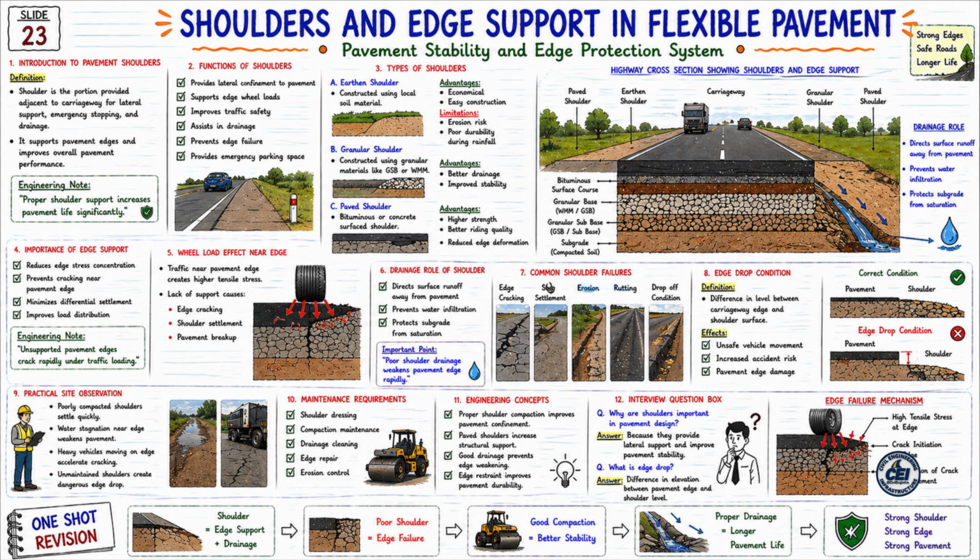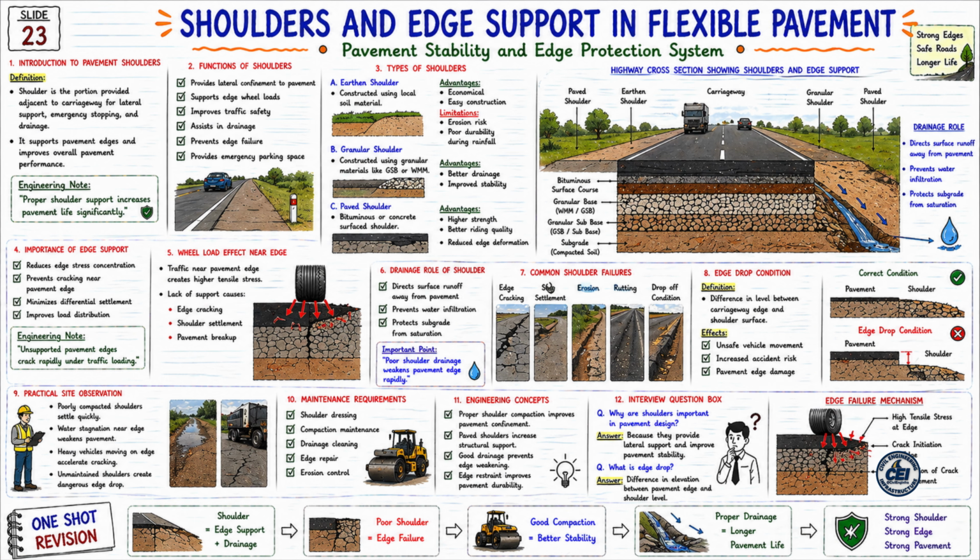Now let us look at the sixth topic. Six, drainage role of shoulder. The role of shoulder drainage: it directs surface runoff away from the pavement, prevents water infiltration, and protects the subgrade from saturation. Now look at the important point below. Poor shoulder drainage weakens the pavement edge rapidly. And this is the reason for edge failures.